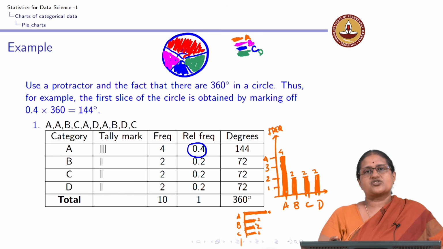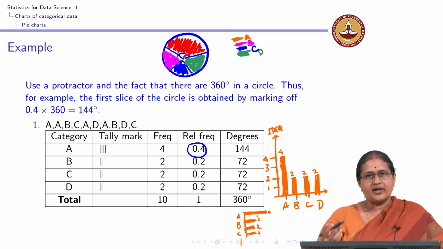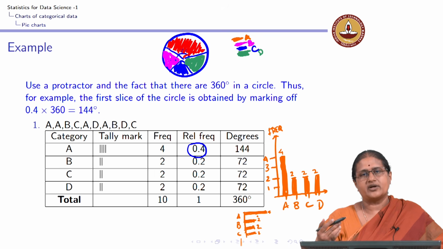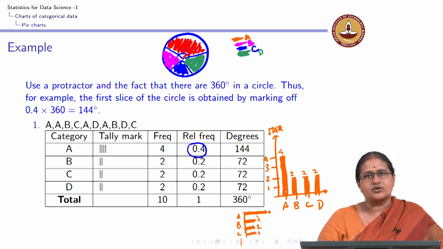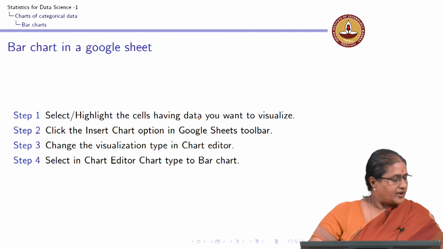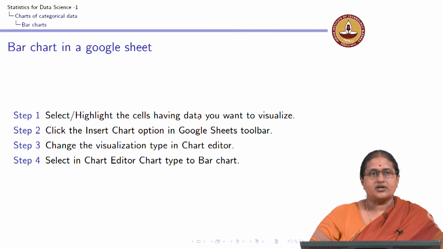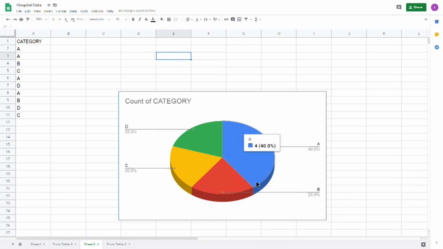So, bar charts could be either vertical or horizontal, and depending on how you want to display your data, what is the message you want to give with your data, you can choose to have a vertical bar chart or a horizontal bar chart. So, how do we create a bar chart in a Google Sheet? We go back to the data we have been working on.